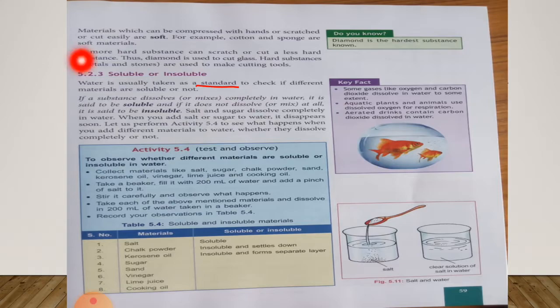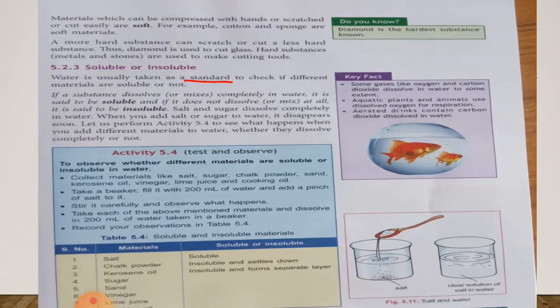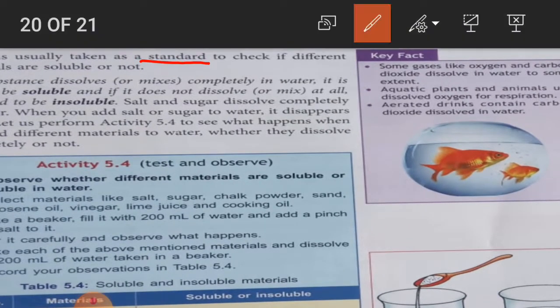Now, if a substance dissolves or mixes completely in water, it is said to be soluble. And if it does not dissolve or mix, dissolve means mix, at all, it is said to be insoluble. Salt and sugar dissolved completely in water. When you add salt or sugar to water, it disappears soon. Underline this word disappear, which means invisible.